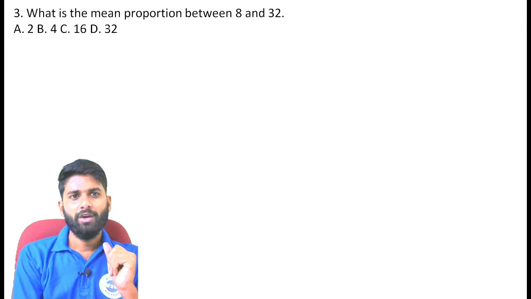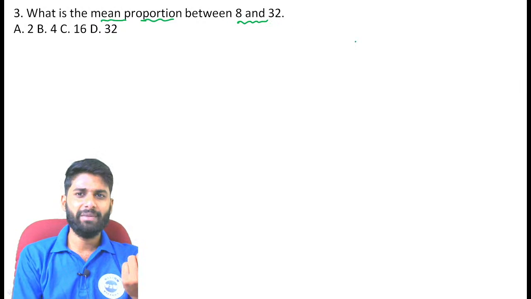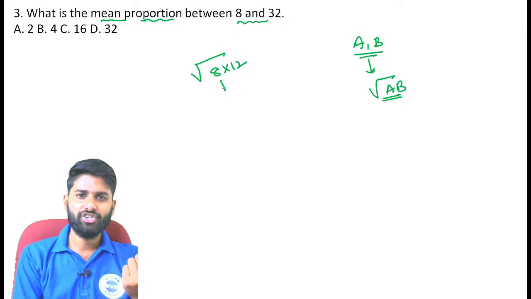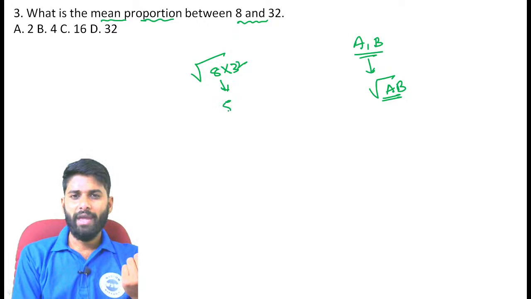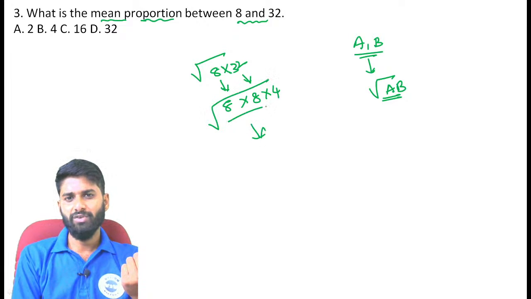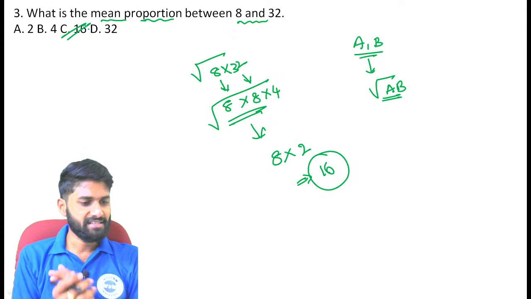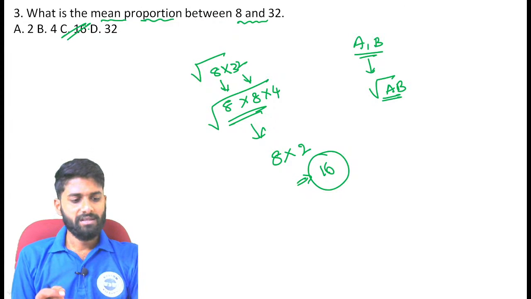Yes, here is the question. See, what is the mean proportion? What is the relation for two numbers? I clearly mentioned that for A and B, the mean proportion is under the root of AB. Under the root of AB means root over 8 into 32. Now 32 can be written as 8 into 4. Now you can take it as the entire value. Here 8 square means 8, and under the root of 4 is 2. So the value becomes exactly equal to 16. So 16 is the perfect answer, guys.